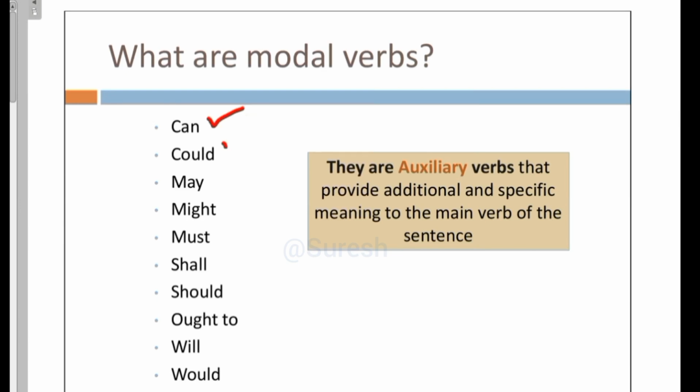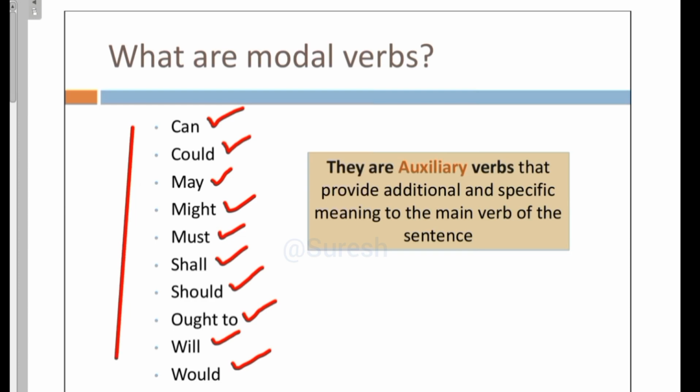So just see what are modal verbs. See, there the list is given: can, could, may, might, must, shall, should, ought to, will and would. See, all these are modal verbs. All these are used to give specific meaning to the main verb. So those who want to learn, first of all you have to learn how many modal verbs are there and what are those you have to learn.